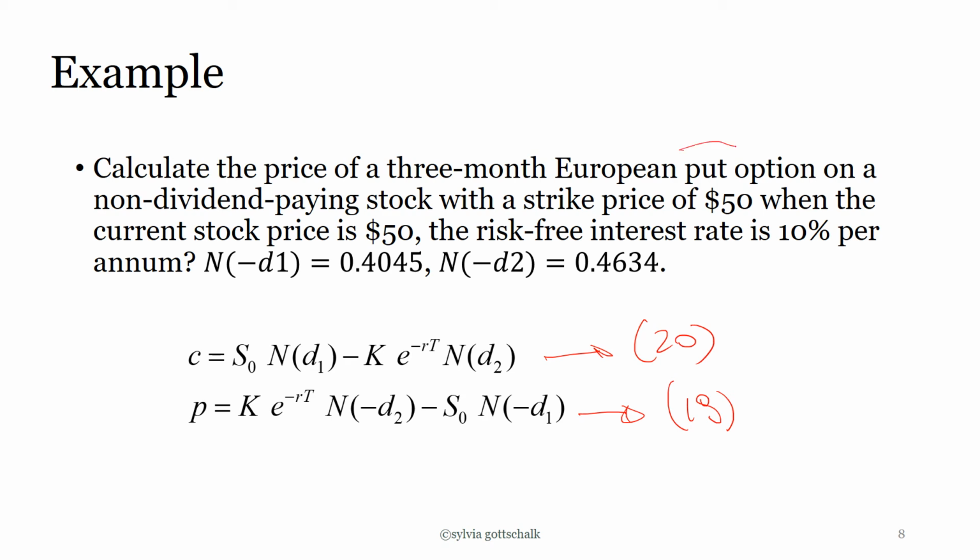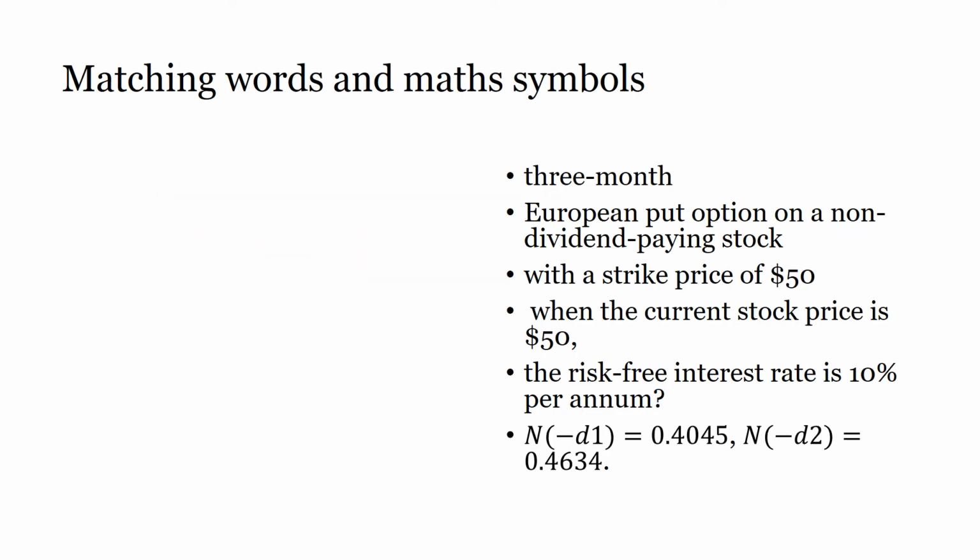So if we put it all together, calculate the price of a 3 months European put option on a non-dividend paying stock. That's important, because if you have dividend, this formula is slightly different. With a strike price of 50, when the current stock price is 50, the interest rate is 10%, and you have D1 and D2. Okay. Now, matching the words with the math symbols gives the following. 3 months means your T is going to be 3 over 12, because you have 12 months in a year. T is in years, so you have to convert 3 months into years.